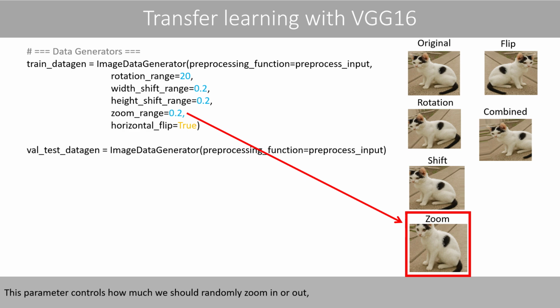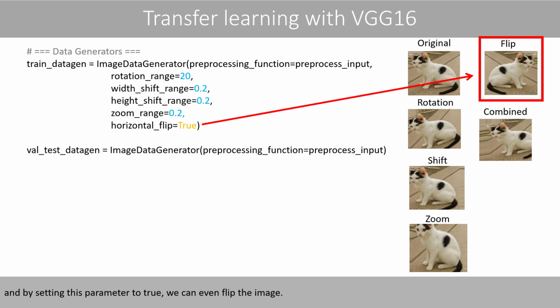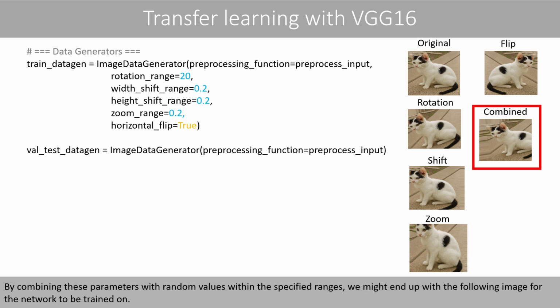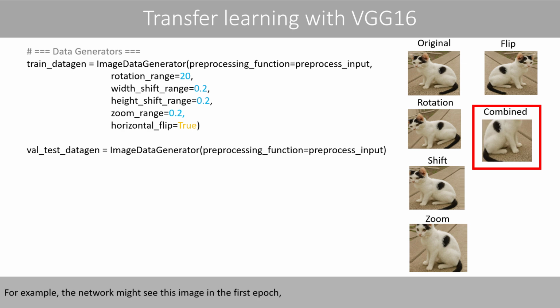This parameter controls how much we should randomly zoom in or out. And by setting this parameter to true, we can even flip the image. By combining these parameters with random values within the specified ranges, we might end up with the following image for the network to be trained on. For example, the network might see this image in the first epoch, then this image during the second epoch, and this in the third epoch, and so forth.